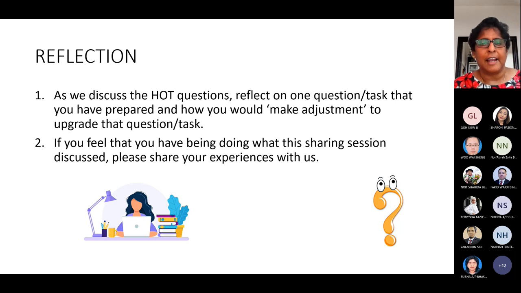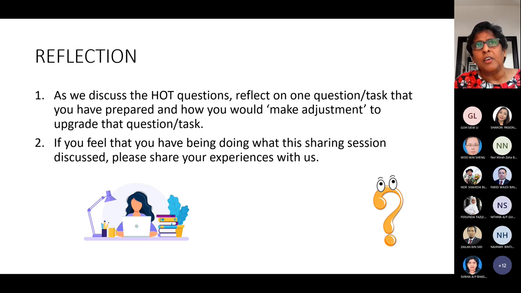Okay, so this slide is a bit different because I normally give this to my students. When you want to prepare HOT questions, that means higher order thinking questions, there are some tips. First of all, look at various examination boards. If you are a school teacher, I'll ask you to look at various examination boards. So if you are teaching Form 5, don't just look at SPM past year questions. Look at the various O levels past year papers.